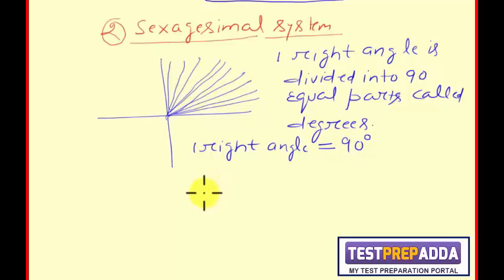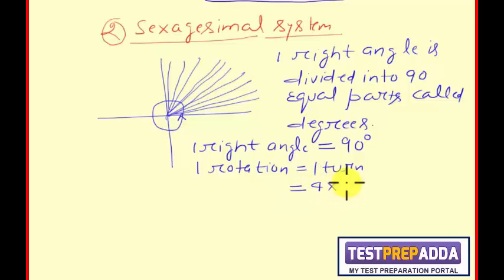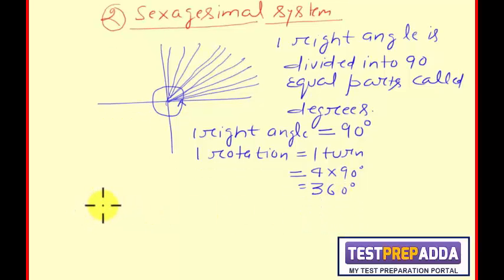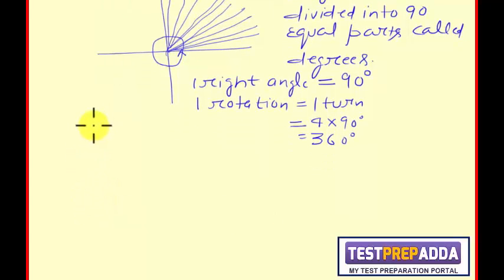So one right angle is equal to 90 degrees, right? If I talk about this complete rotation, one turn, that is how many right angles? 4. So in degrees it will become 4 into 90, and that is why 360 degrees. So this complete rotation involves 360 degrees. Got the idea? Now this one part means 1 degree.